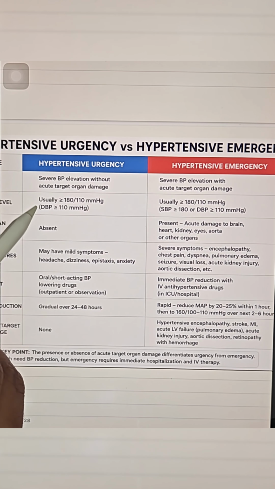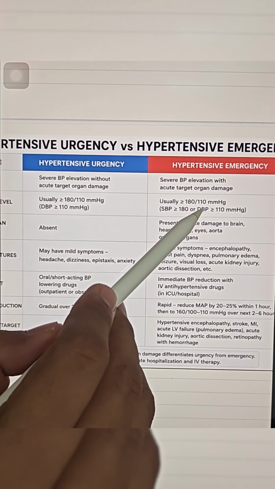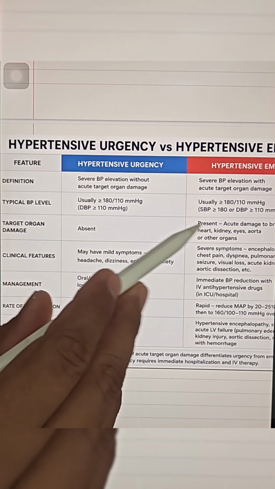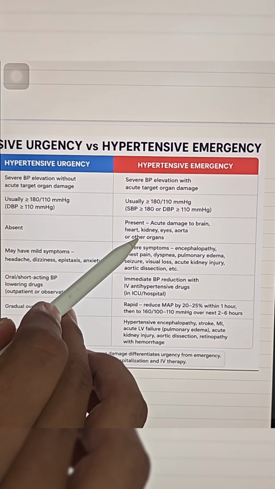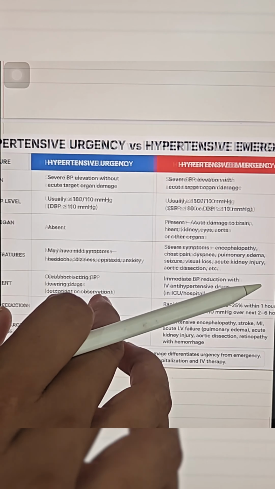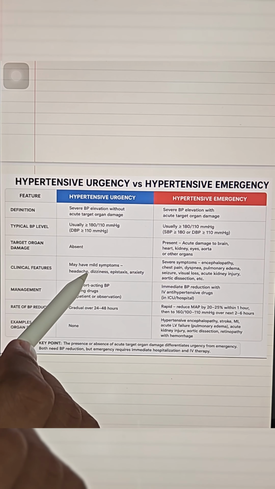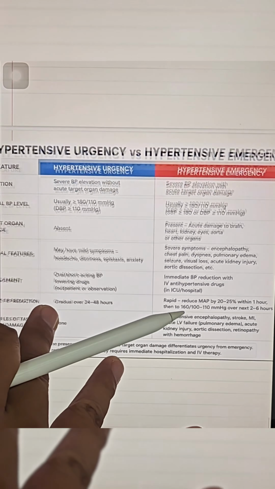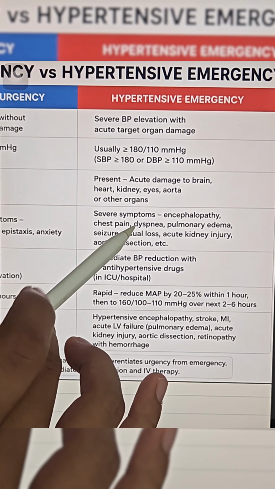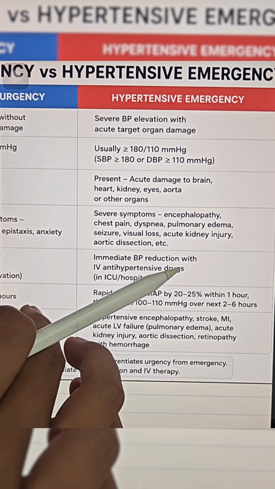Now, how severe? BP is raised more than 180 by 110 mmHg, and in emergency also the same reading, but target organ damage is present, here it is absent. Acute damage to brain, heart, kidney, eyes, aorta, and other organs in emergency. Clinical features: in urgency, the patient might have some mild symptoms such as headache, dizziness, epistaxis, anxiety, etc. But in cases of emergency, the patient has severe symptoms like encephalopathy, chest pain, dyspnea, pulmonary edema, etc.